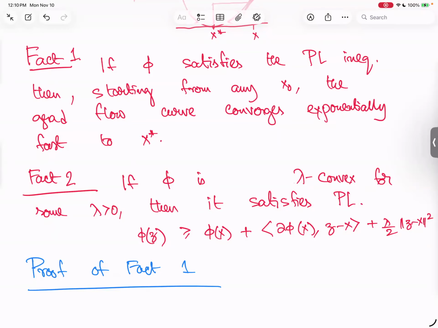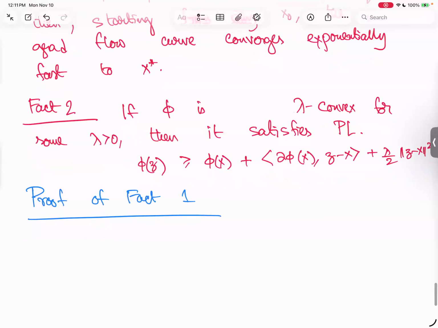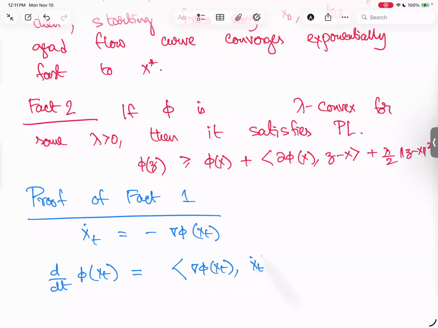All right, okay. So let's see the proof of fact one. I have my gradient flow curve, which is x dot t equal to minus gradient of phi of xt. And now look into d/dt of phi of xt. We did this in the beginning of the class, and this tells me that this is equal to gradient of phi of xt dot, and that's negative gradient of phi of xt norm square.